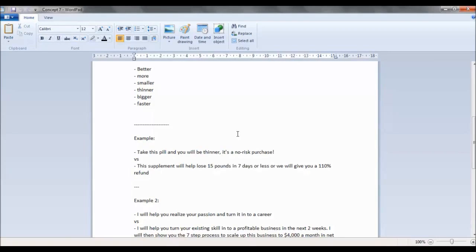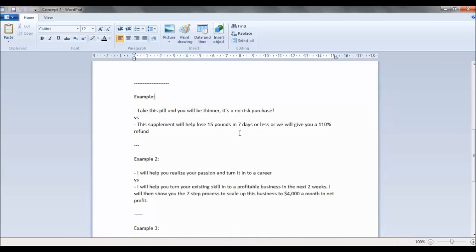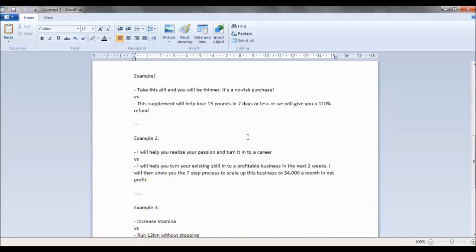Okay, so example of the differences. Take this pill and you will be thinner. It's a no risk purchase. Versus, this supplement will help you lose 15 pounds in 7 days or less. Or, we will give you a 100% refund. Example 2: I will help you realize your passion and turn it into a career. Versus, I will help you turn your existing skill into a profitable business in the next 2 weeks. I will then show you the 7-step process to scale up this business to $4,000 a month in net profit.